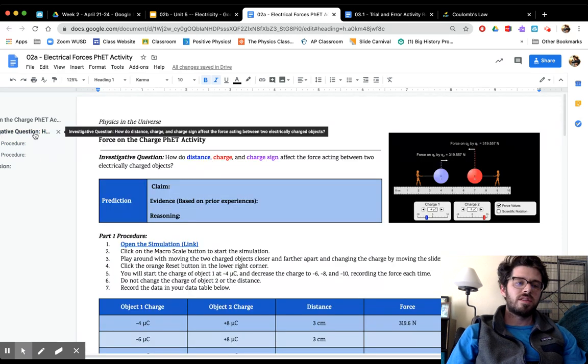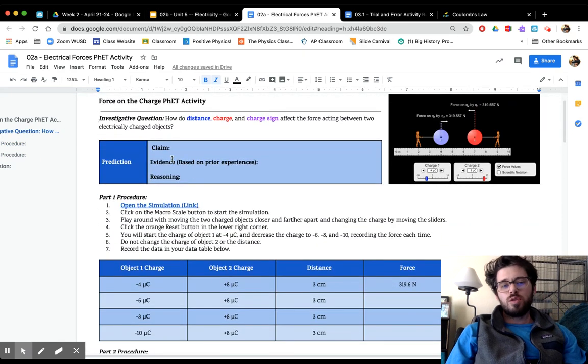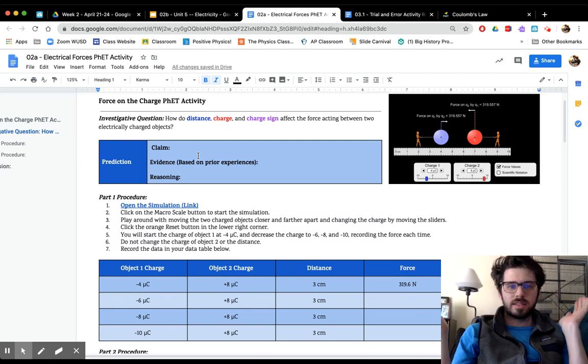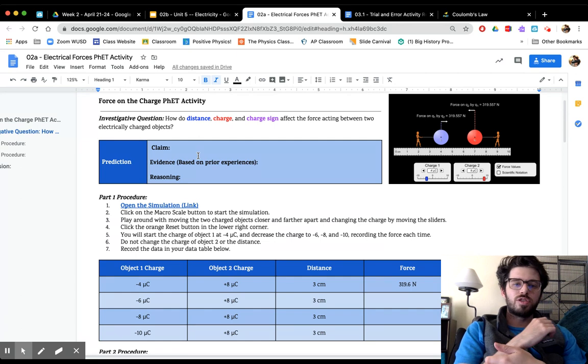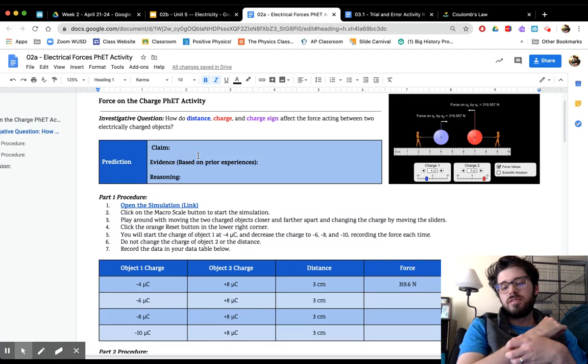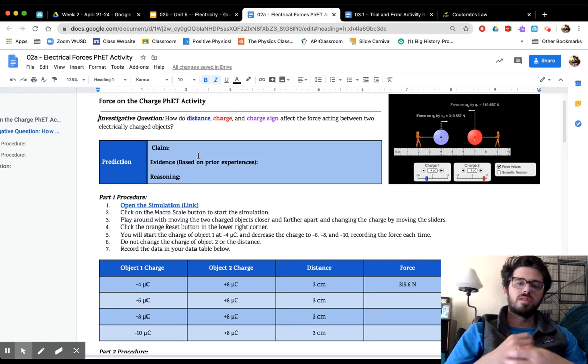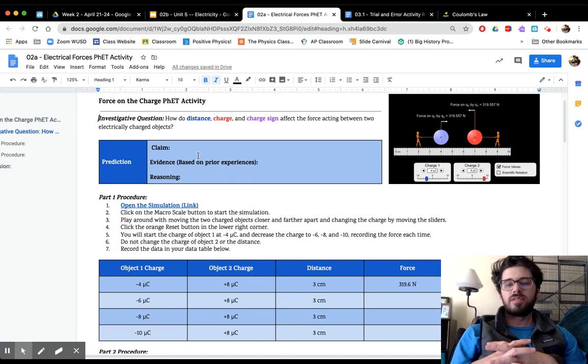Okay, let's go back to the investigative question. In the investigative question, you are going to take the time to answer it. So what do you think? How do you think that distance affects the force between the two charges? How do you think the value of charge affects the value of force between charges? How do you think the sign of the charges, positive or negative, affects the force?